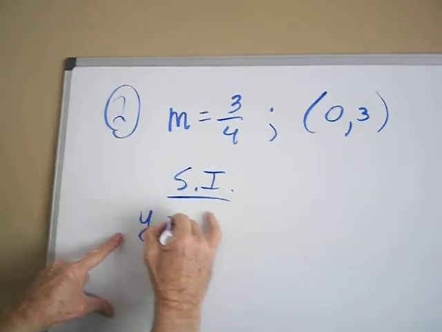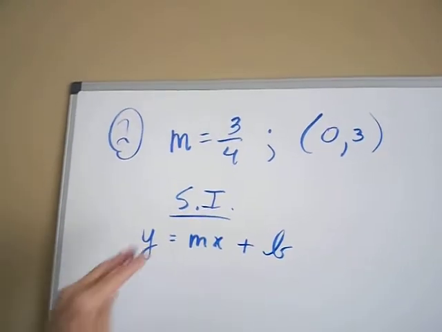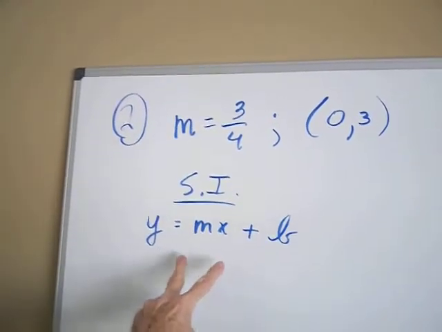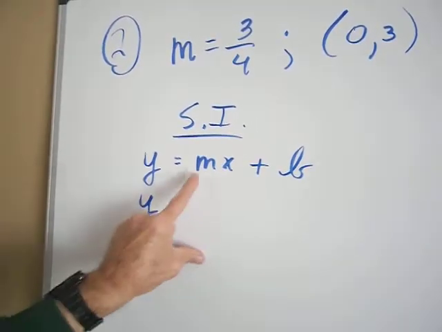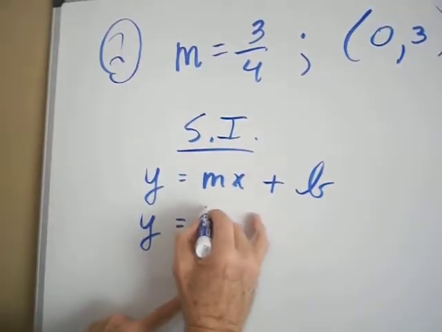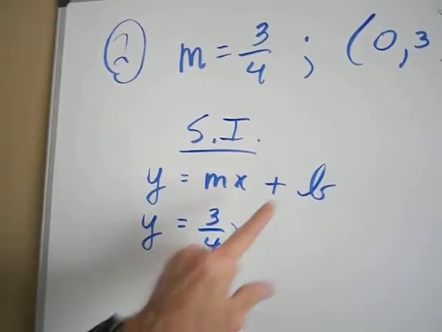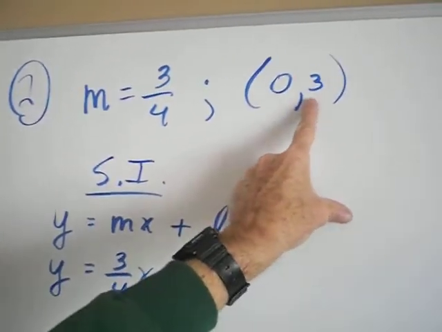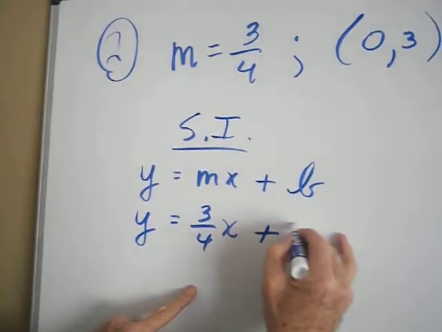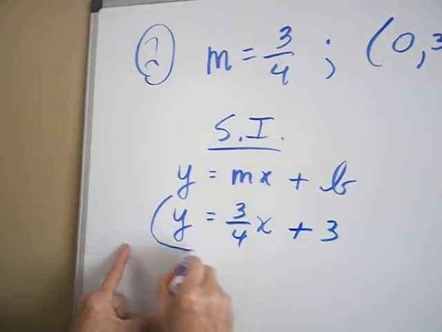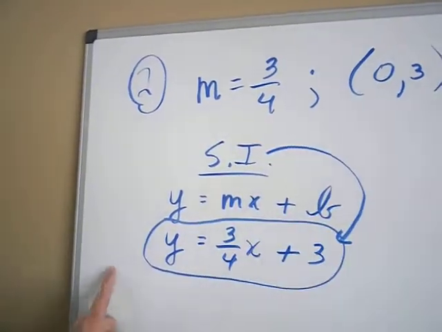Let's go right into slope-intercept form. That's y is equal to mx plus b. Let's take this data and substitute it. Down, down. In place of m, 3/4. Put the x right next to it. Here's your y-intercept, and there's your b. It's a +3, so just write down +3. Circle. SI.